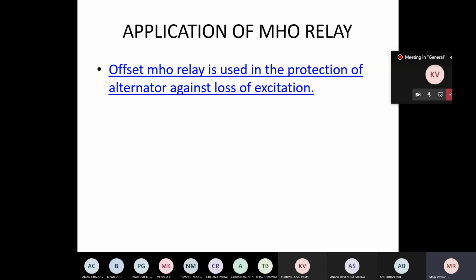Once the impedance seen by the relay, which is installed near the alternator, goes less than the Z set value, here Z set into cos theta minus tau because we are using a mho relay, immediately the relay is going to operate.